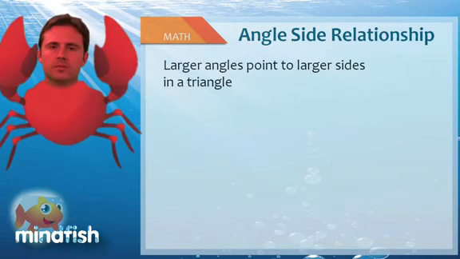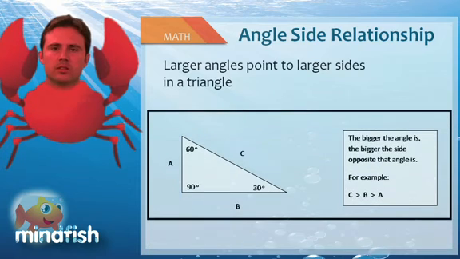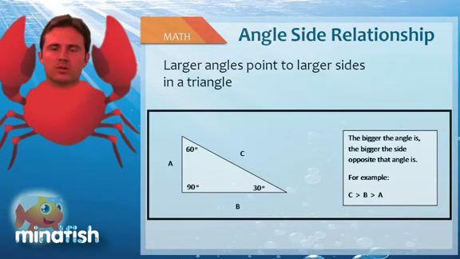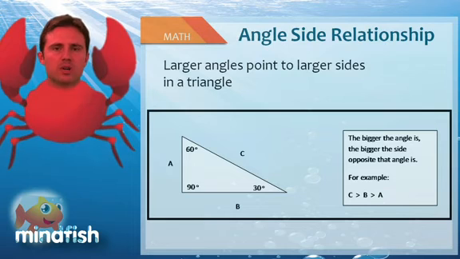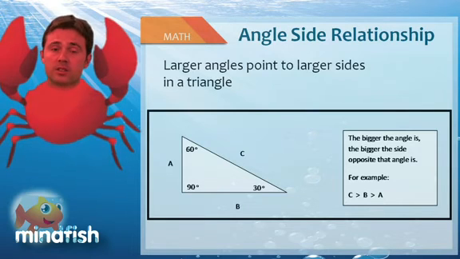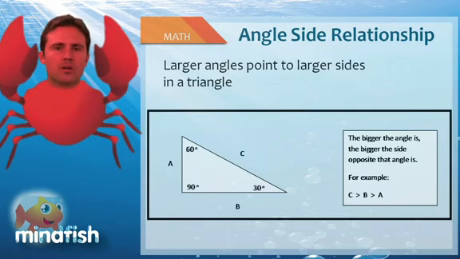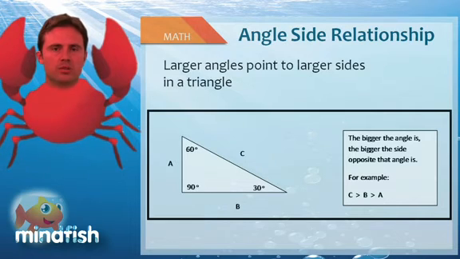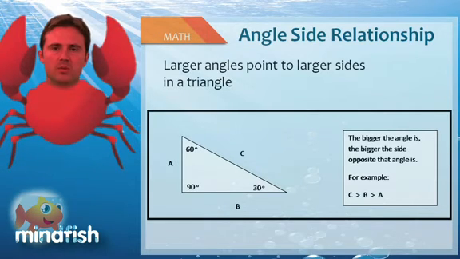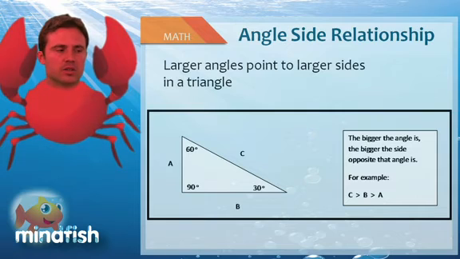Angle-side relationship. You noticed when I was talking about isosceles triangles that I said that two equal angles point to two equal sides. Well, that basic relationship holds for all triangles. Bigger angles point to bigger sides. So you don't need to know the law of sines here because they'll never ask you to use that to compute a side, but you do occasionally have to know that a bigger angle would point to a bigger side in that given triangle.